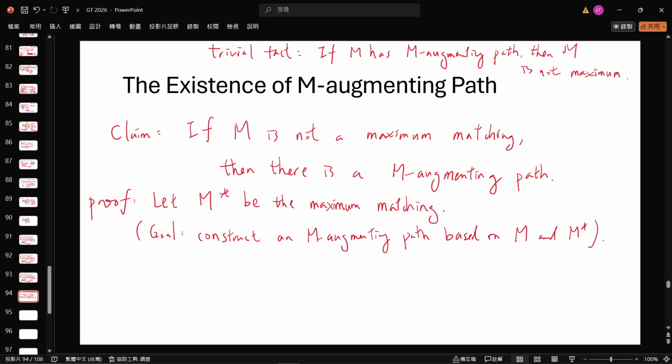So now you can see that once again we transform a proof into an algorithm design problem. Okay, so this is the proof, but when we think about this proof, we can make it an algorithm design problem. So given two matchings, this is not a maximum matching, and this is a maximum matching. So how to design an efficient algorithm to find an M augmenting path using these two matchings.